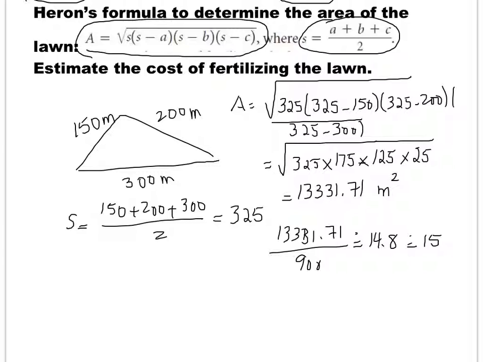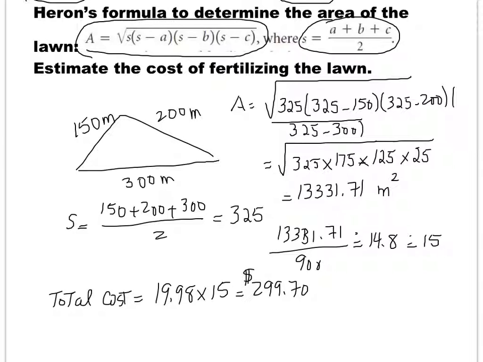And each bag costs me $19.98, so the total cost is equal to $19.98 times 15, which is going to be $299.70. That's going to be the total cost to fertilize the lawn.